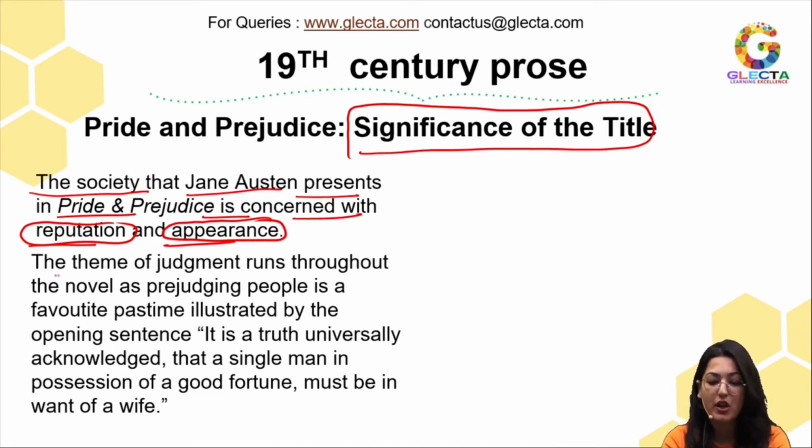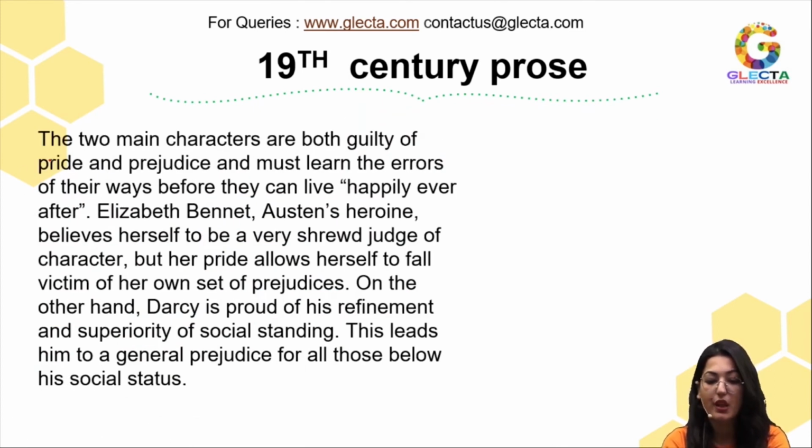It's about that, right? So the theme of judgment runs throughout the novel, as prejudging people is a favorite pastime, illustrated by the opening sentence. It means that at that time prejudgment of people was quite common. So here the two main characters, Elizabeth and Darcy, are both guilty of pride and prejudice, and must learn the errors of their ways before they can live happily ever after.